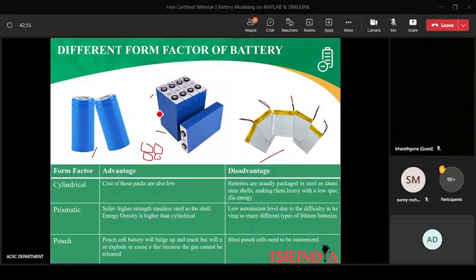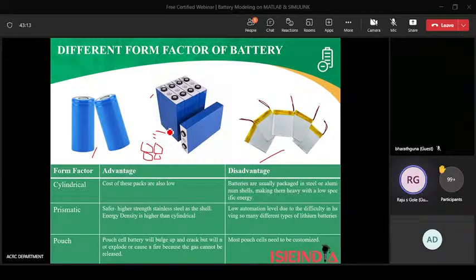So this is the advantage or disadvantage we can say between the cylindrical and the prismatic cell, and this one is the pouch cell. Okay, can anyone tell me, among cylindrical, prismatic or pouch cells, which one will have a higher Ah rating? I will explain what the Ah rating is. Prismatic cells. Ampere-hour. Yeah, prismatic cells have a higher Ah rating.